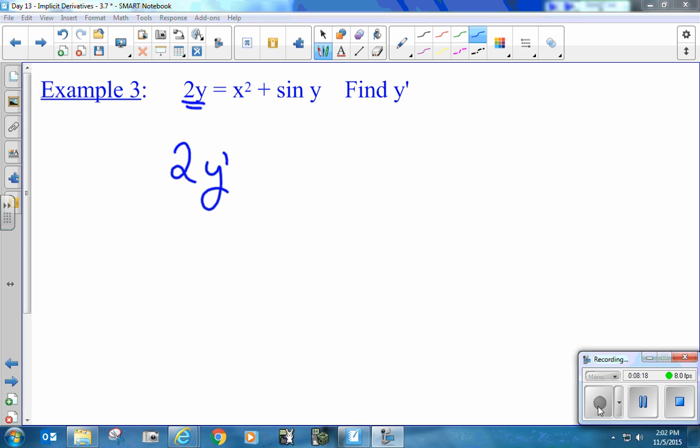If you have dy/dx right there, keep on doing it. What's the derivative of my next term? X squared: 2x. Plus, what's the derivative of sine? It's cosine, but in this case it's the cosine of y times dy/dx, or in my case, y prime. I've got to solve for y prime like it's my variable.